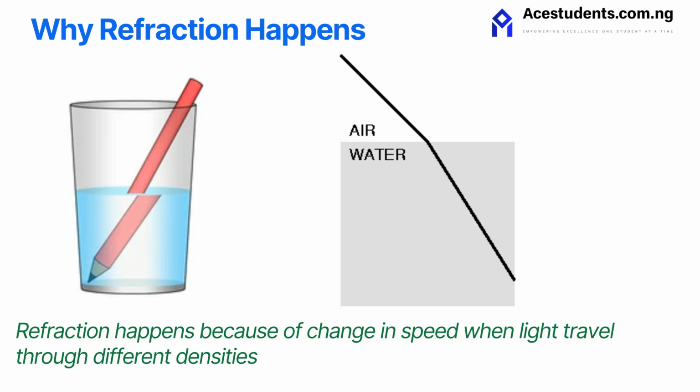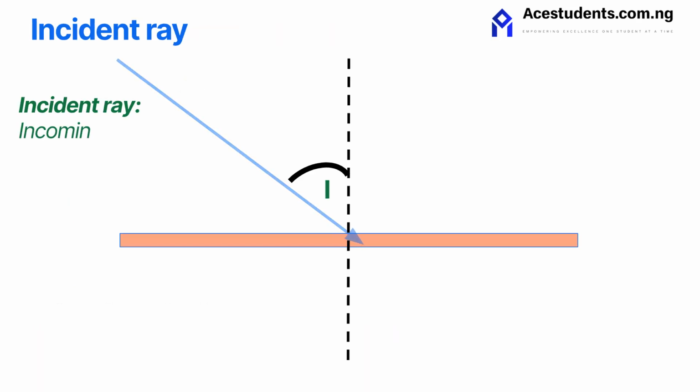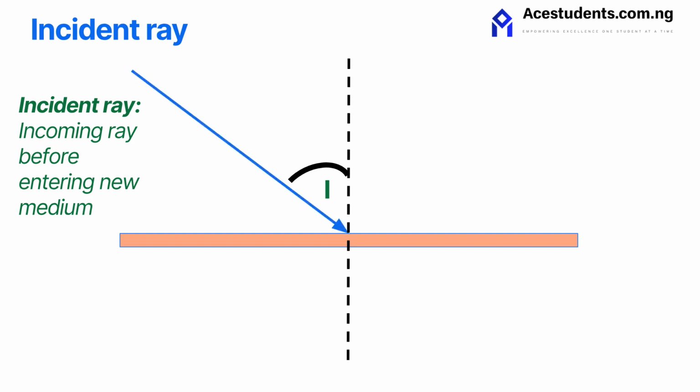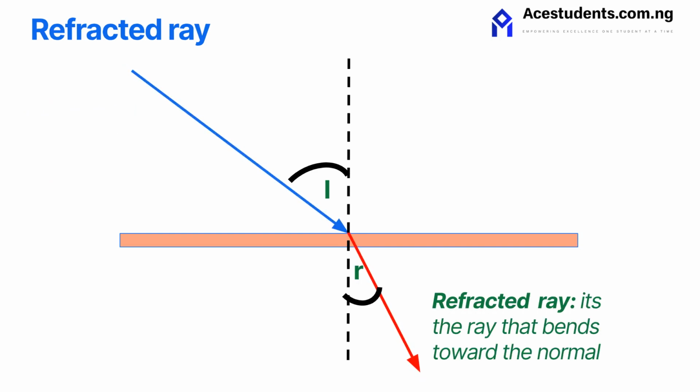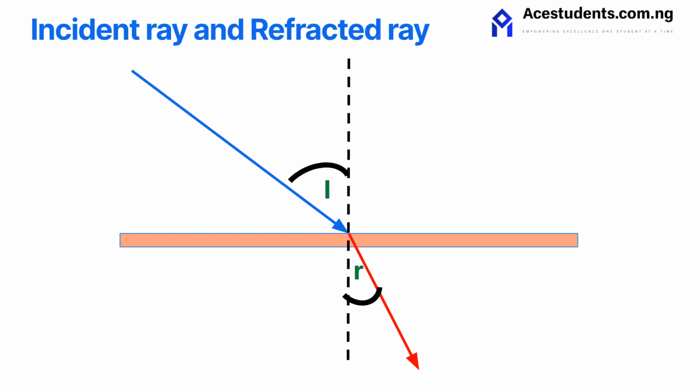When it enters a denser medium, it slows down and bends. Just like reflection, refraction also begins with an incident ray, which is the incoming ray before entering the new medium. When the ray enters the new material and changes direction, it is called the refracted ray. This ray bends toward the normal line. Unlike reflection, the angle of incidence and angle of refraction are not the same. The angle of refraction is always less than the angle of incidence.